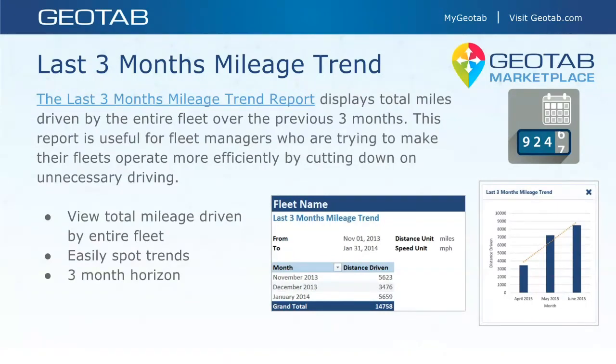The first one to highlight here is the last 3 months mileage trend report. You can use this report as a dashboard report. You don't have to. You can use it as an email report, but pretty straightforward. Looking at that bar graph over there on the right just tells you how many miles were driven by the entire fleet over the previous 3 months. So if you want to reduce your miles driven or look at larger trends, this report is going to be useful for you. And for all the reports here, there's a hyperlink right here to direct you to that report in the Geotab Marketplace.